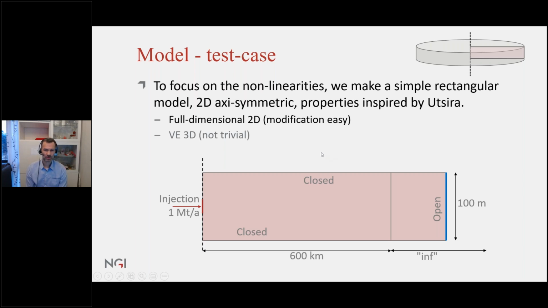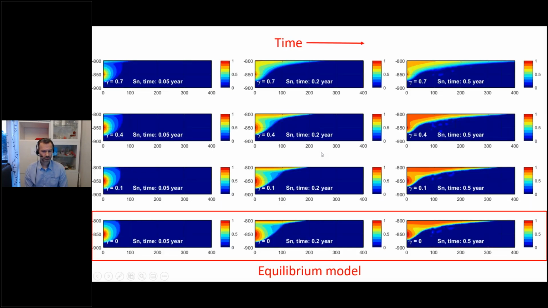Next slide, we can look at some results from this simulation. So here we see some frames showing the saturation distribution of the injected CO2. We have the saturation of CO2 for different times and for different models. So we have the different times in columns. We're looking at 0.05 years, 0.2 and 0.5 years to the right. We have different gamma parameters in the different rows.